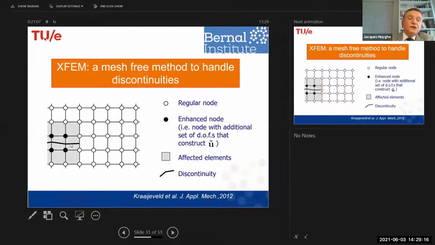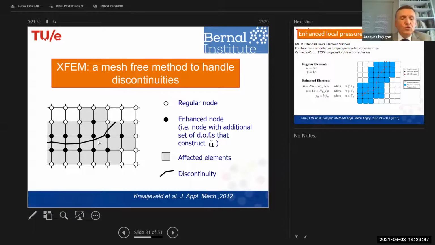Now, what we do is use XFEM, and XFEM basically is a trick to do crack propagation within elements without remeshing. So in order to avoid remeshing, what one does is enrich the degrees of freedom in the nodes, and the enriched nodes are indicated here in black. And as the crack goes forward, we have more and more nodes being enriched in order to describe the discontinuity of the crack going through the elements.